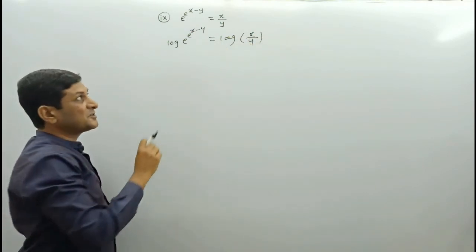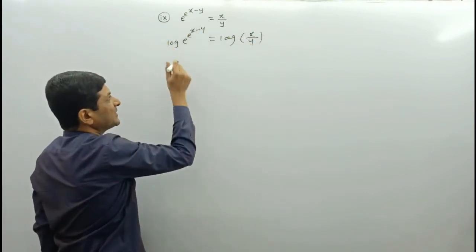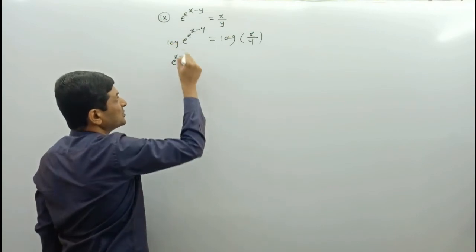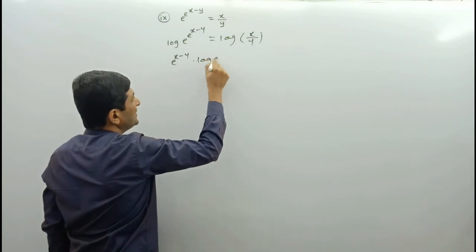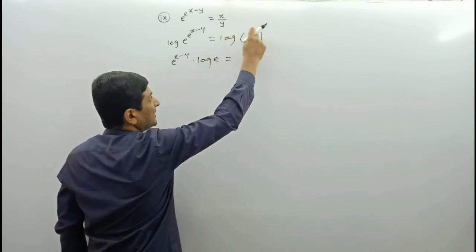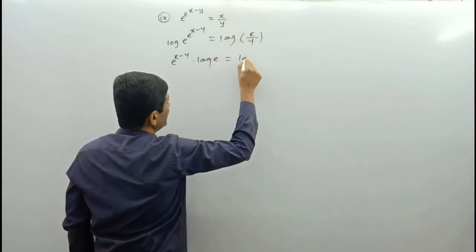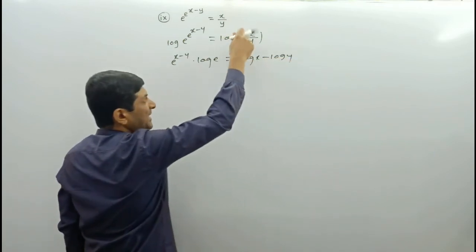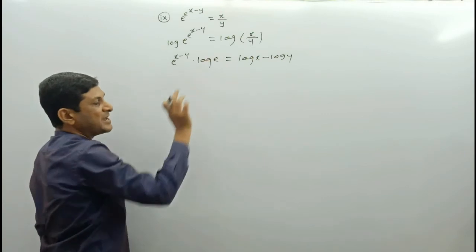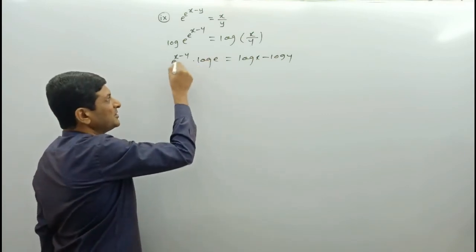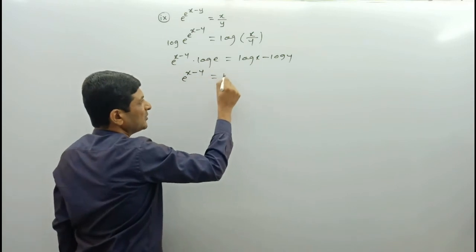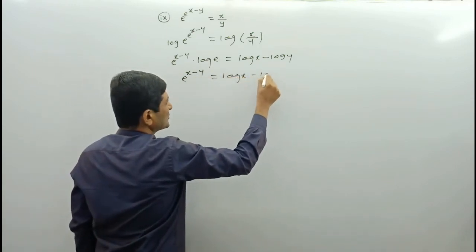Now according to the laws of logarithm, this power can be taken as a coefficient, meaning x minus y we have taken as a coefficient into log e, and on this side log of x upon y can be written as log x minus log y. We are just applying the laws of logarithm. We know that the value of log e is equal to 1. So 1 into x minus y is x minus y, and on this side log x minus log y.